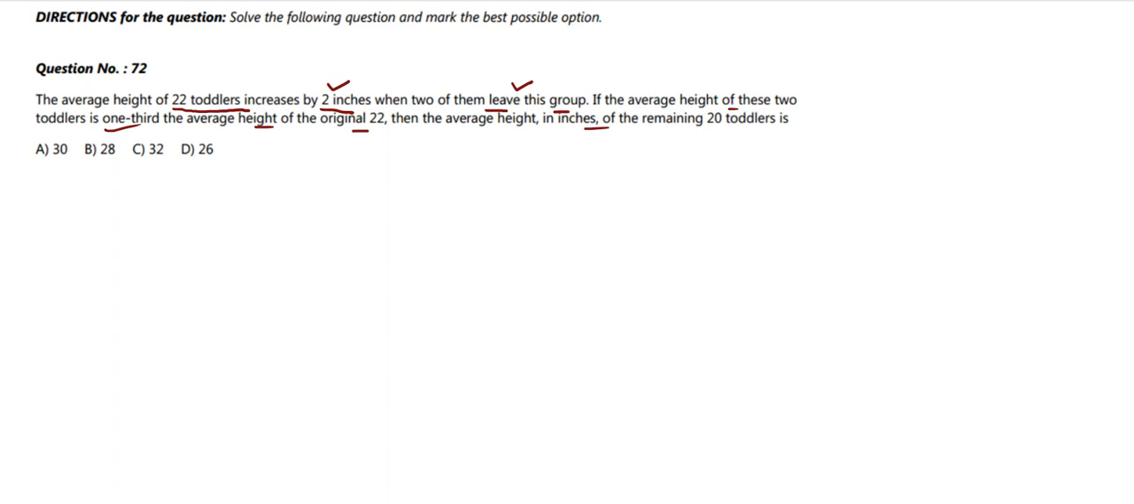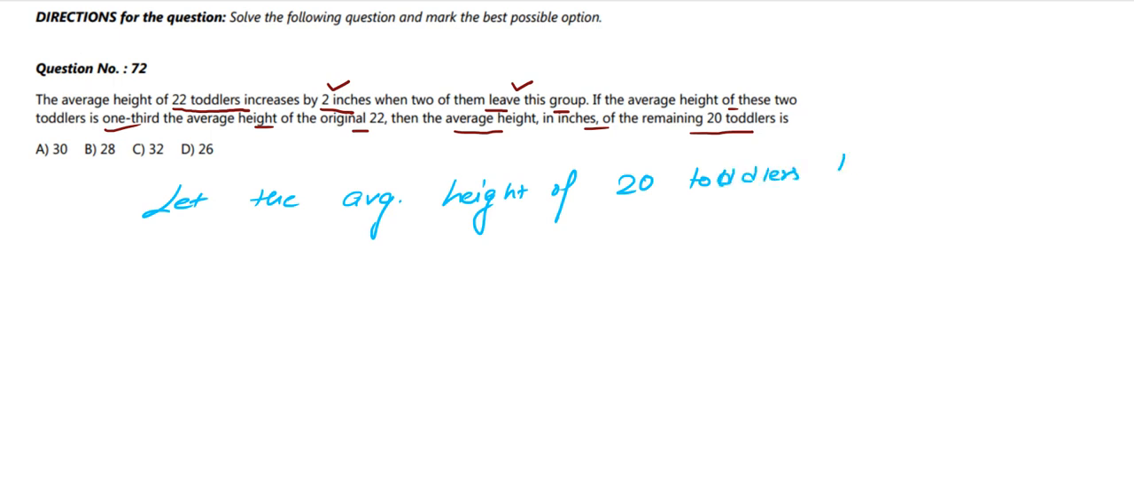So in inches, we need to find the average height of the remaining 20 toddlers. So the average height of the remaining 20 toddlers after the 2 toddlers leave the group is what we need to find. So let the average height of these 20 toddlers be x inches.